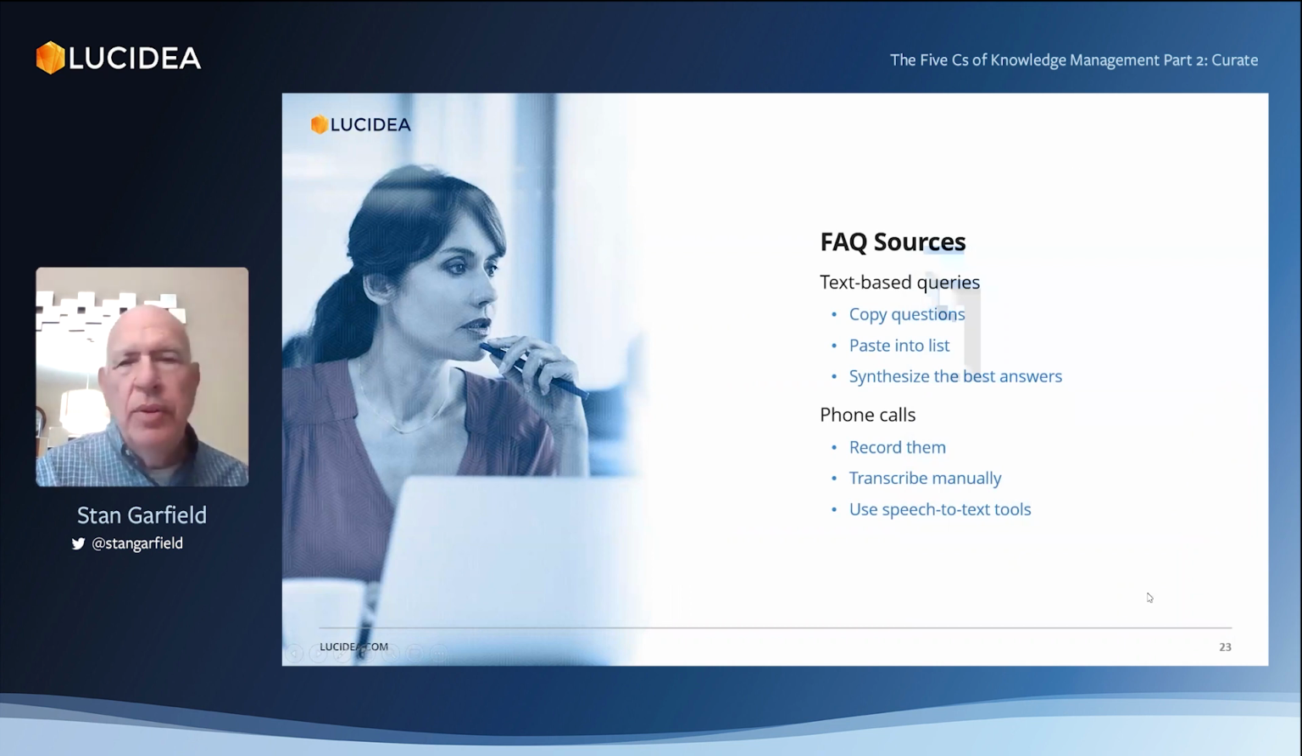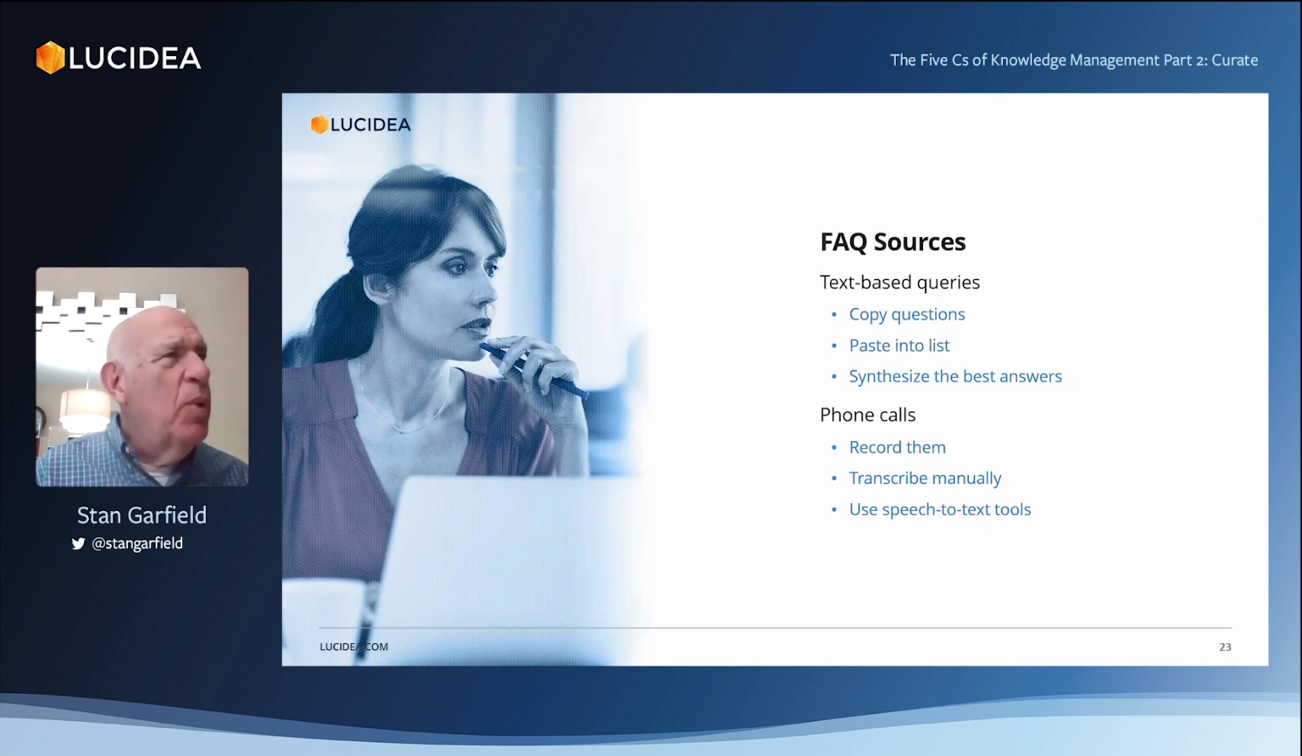Sources of FAQs can be text-based queries. So these can be questions that people write in, and you can copy those out and paste them into a list, and then you can synthesize the best answers. So there may have been a question asked in a community, and there were multiple answers given. And when you create the FAQ, you do a little bit more than just paste all the answers. You actually can look through all the answers and figure out what's the combination of all of these that's the best answer, not just any one of them.